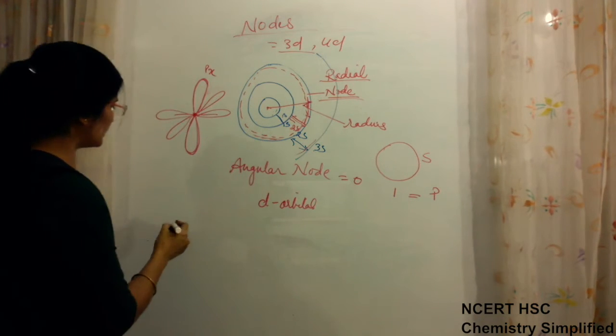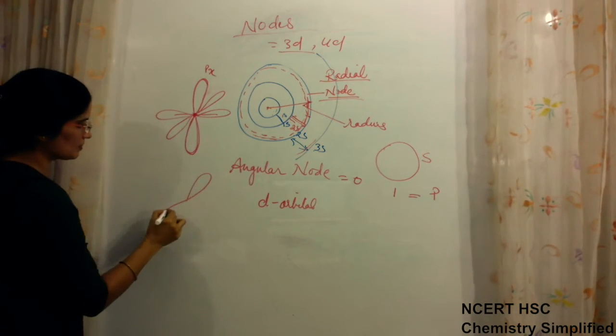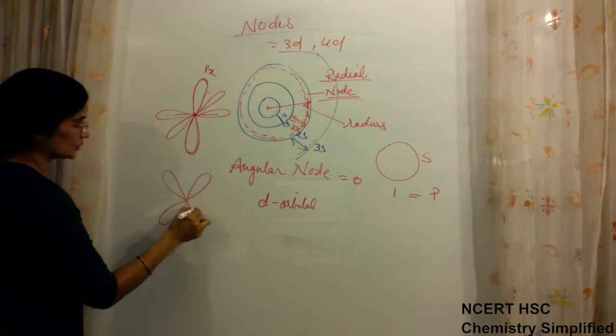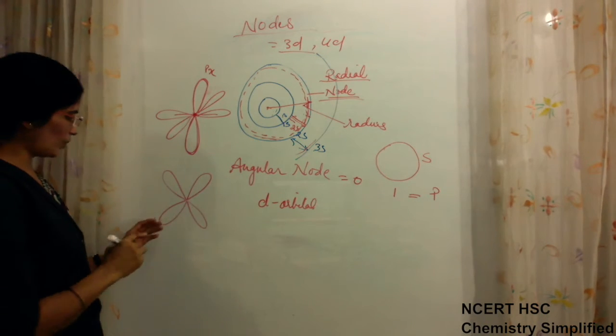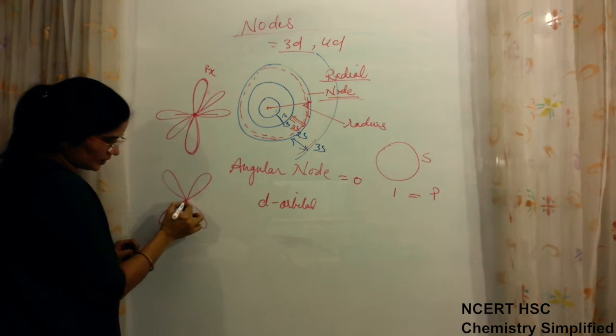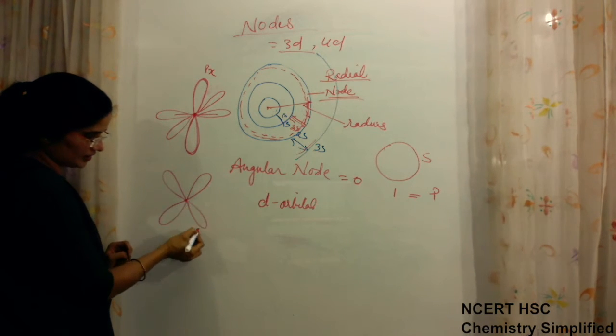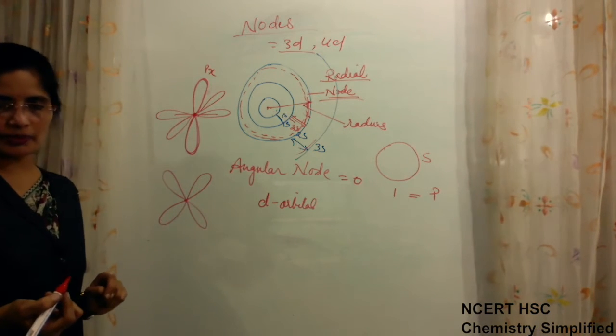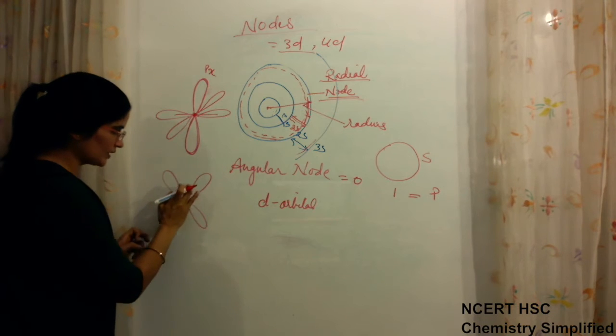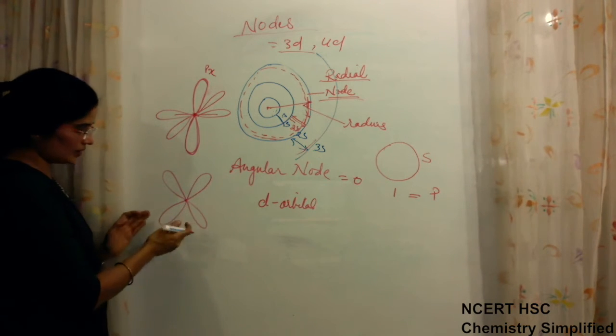If I talk about d orbital, d orbital is double dumbbell shape. Each orbital is double dumbbell. Okay, this is double dumbbell. Now, there will be a null point in between this, where there will be no probability of finding electrons. Similarly, this lobe is another lobe in the d orbital.